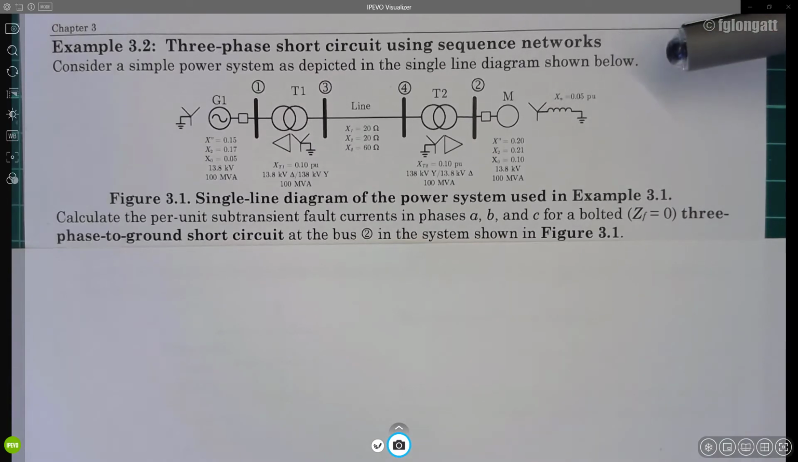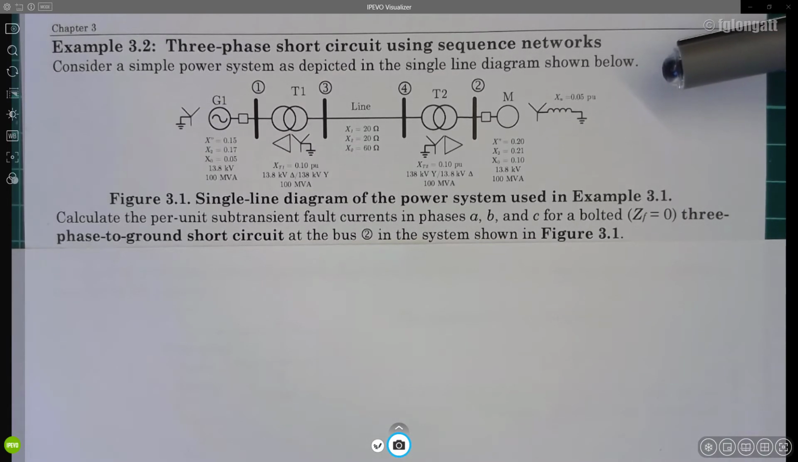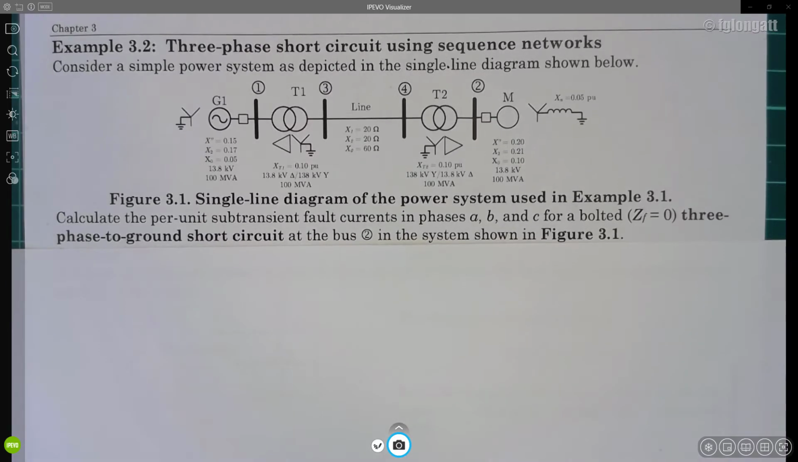Well, let's start. Consider a simple power system. The single line diagram is shown below. I think you are familiar with this power system. It's the classical power system that we have been using for a few classes. There is a generator, a motor, coupled to transformers with windings, and a 138 kV transmission line connecting both transformers.